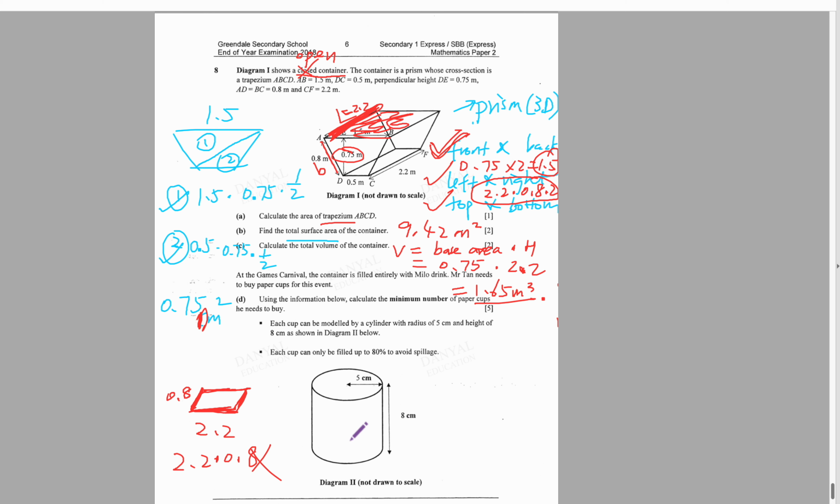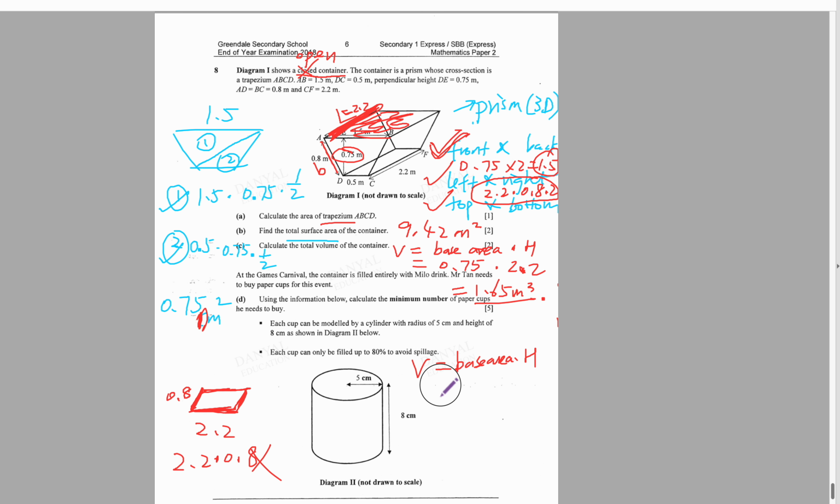Each cup can only be filled up to 80% to avoid spillage. So they try to mix percentage with this. In a way, you need to get the volume for this. What's the volume for a cylinder? The volume for a cylinder is the base area times height. Actually, it's the same formula as for a prism.